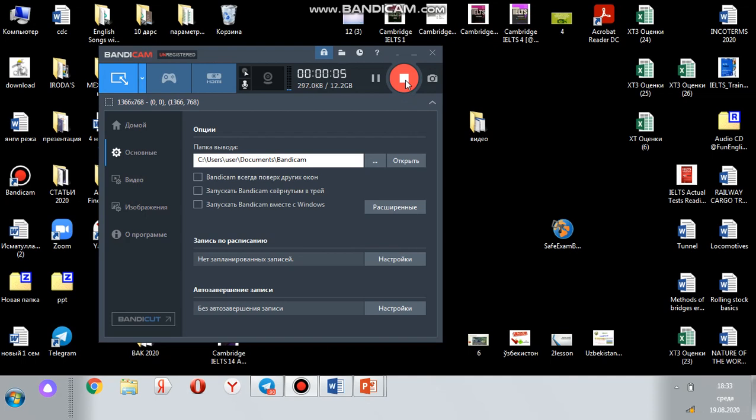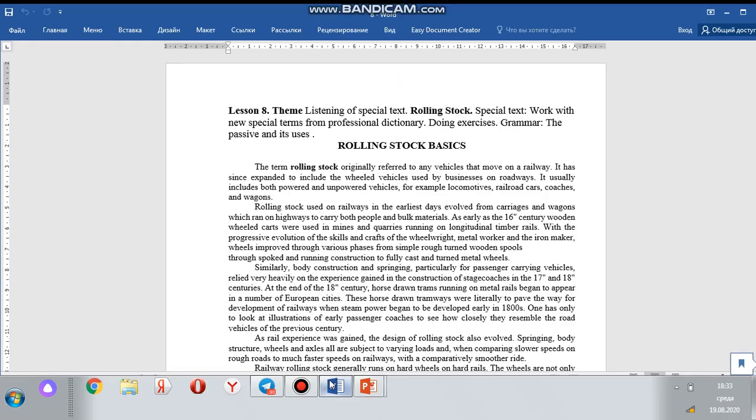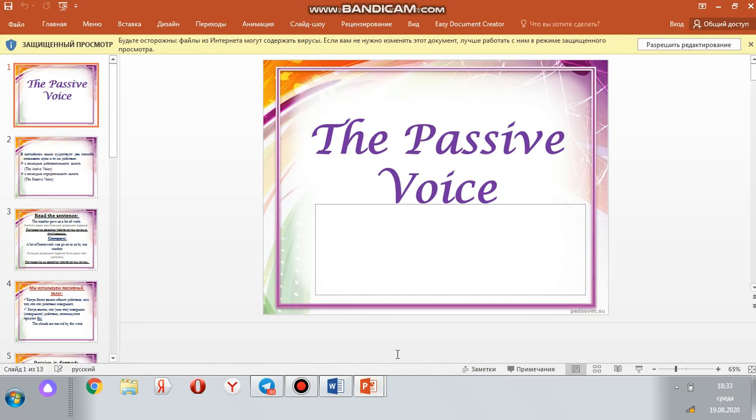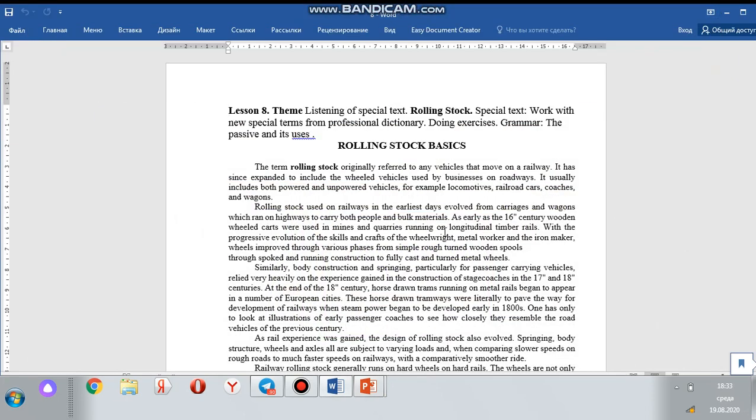Today is our 8th lesson and our topic is rolling stock basics, and at the end of our lesson we will get acquainted with the passive voice. It will be your grammar module. So let's begin with the rolling stock basics. This text is about rolling stock.